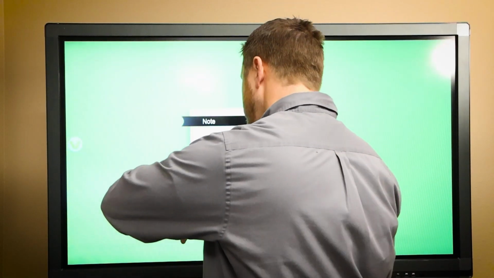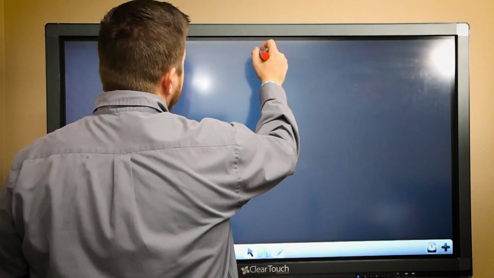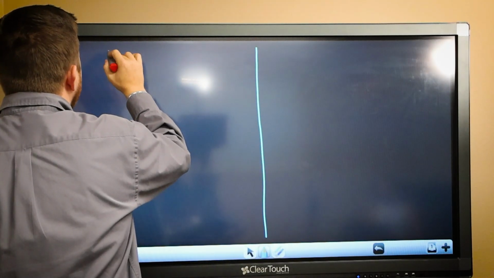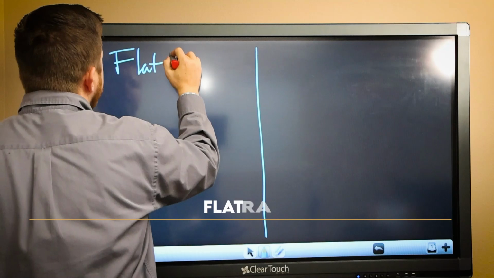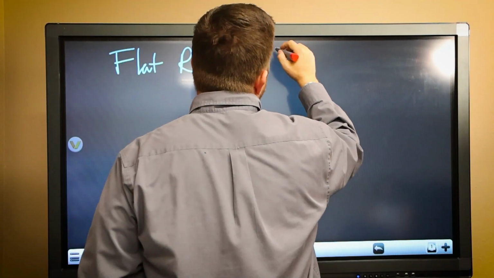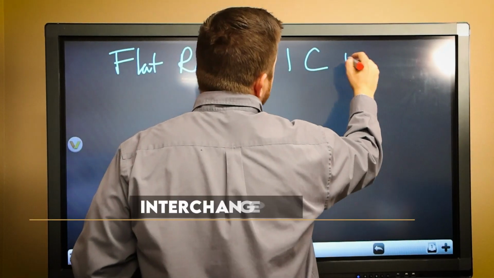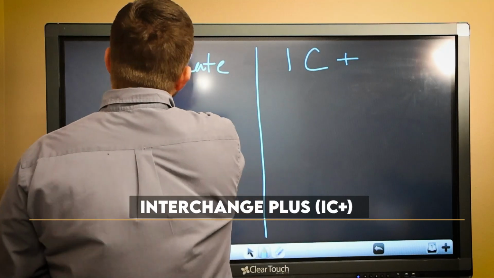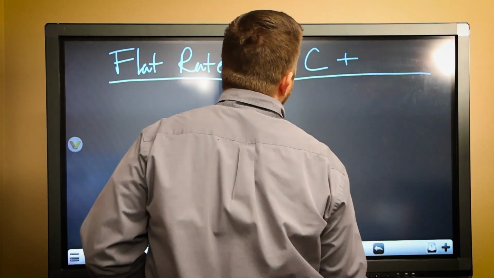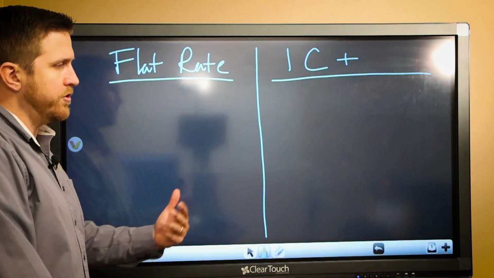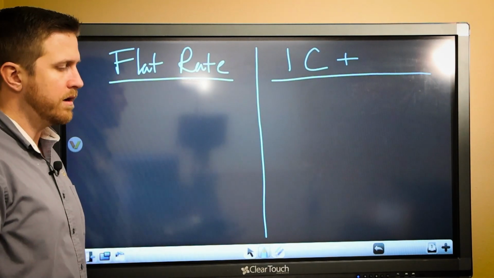So we'll draw a line down the middle. All right. And on the one side, we're going to just write flat rate. Okay. And on the other side, we're going to put IC plus, which stands for interchange plus. Now, a flat rate is just a rate that you're given by a company.